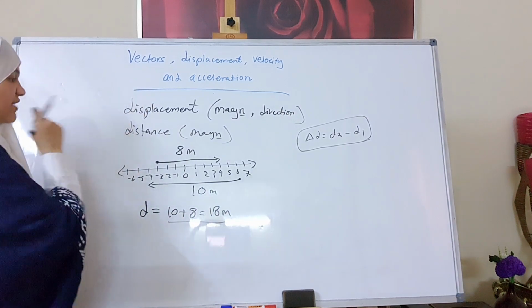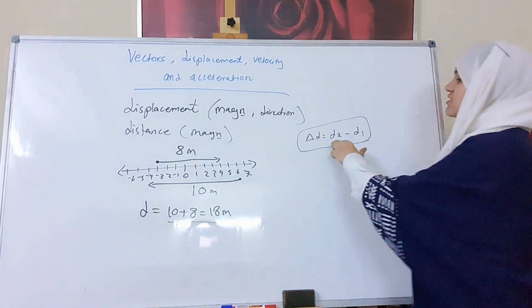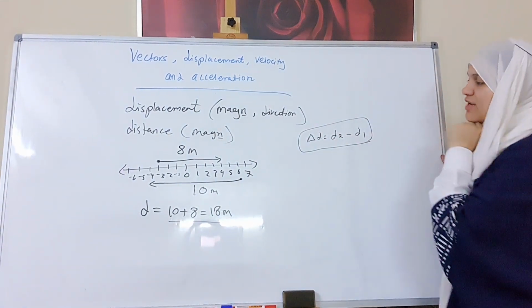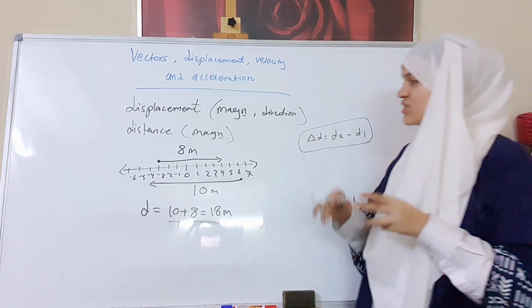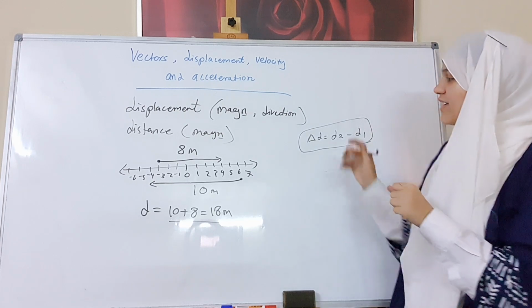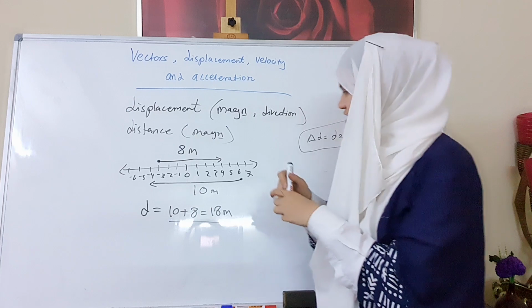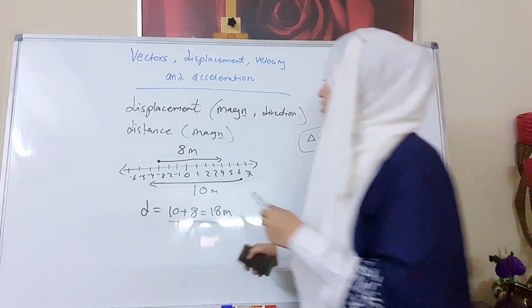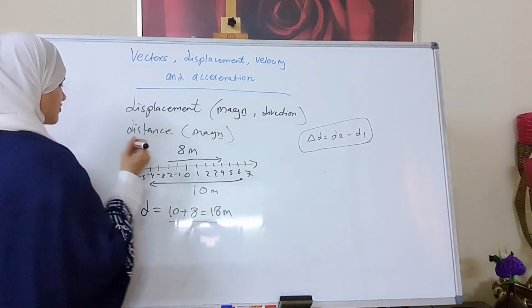But for displacement, it will be using the final displacement minus the initial displacement, or we can say d2 minus d1. So where is d2 and where is d1? The point that started at the beginning is d1. That means negative 3. Wait, here it will be 4. Oh, let's say that it's negative 4, starting from negative 4.